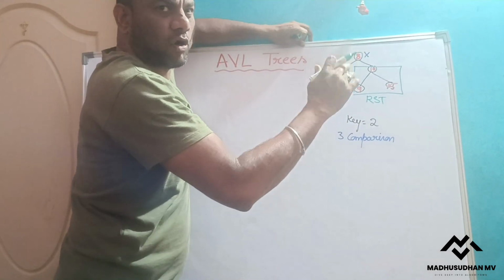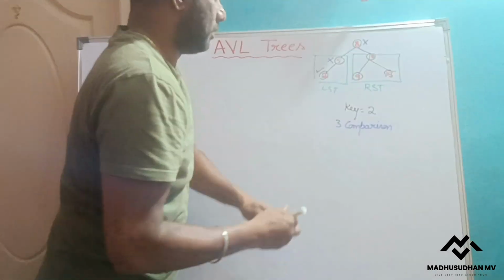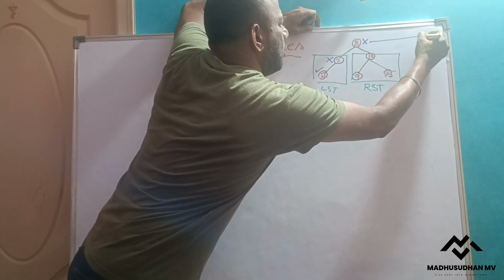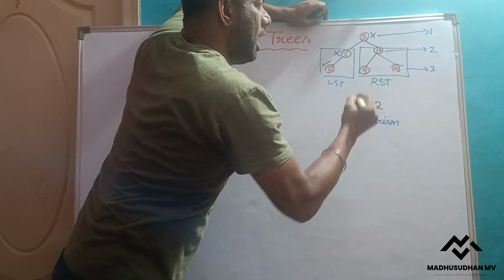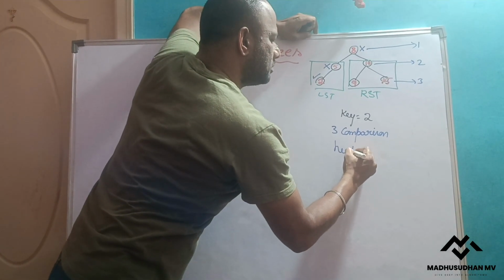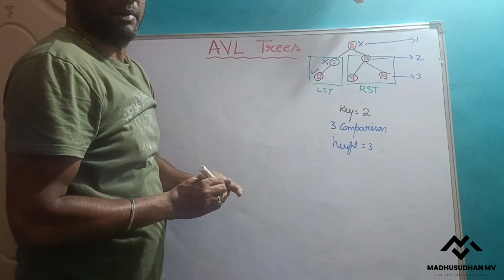Now, instead of starting the height from 0, I am starting the height from 1. So this is at 1, 2, this is 3. Now the height of this tree is 3.